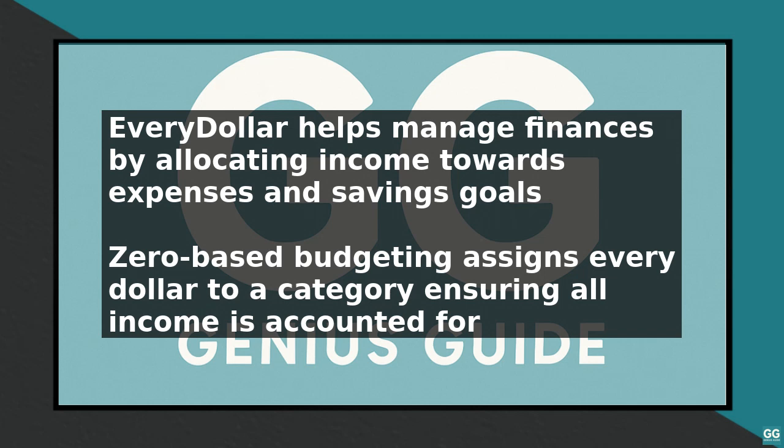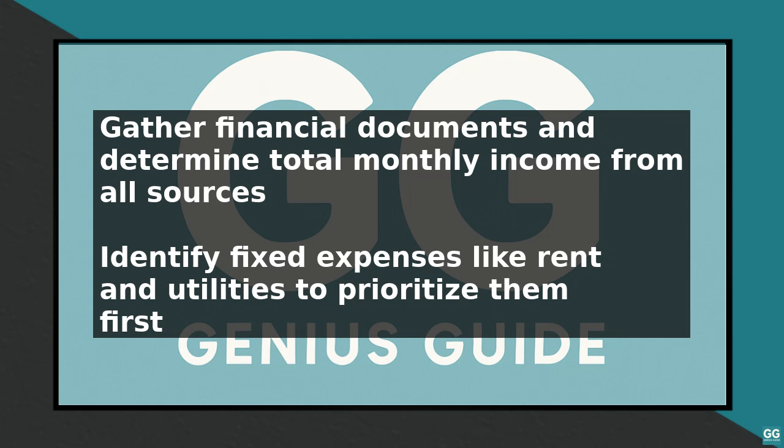To start, gather all your financial documents, including pay stubs, bills, and bank statements. Next, determine your total monthly income, including all sources of income. Then, identify your fixed expenses, such as rent, utilities, and car payments. These expenses remain the same every month and should be prioritized first.